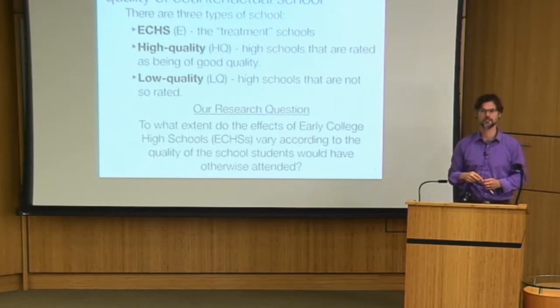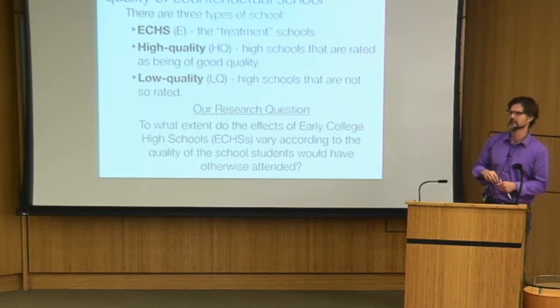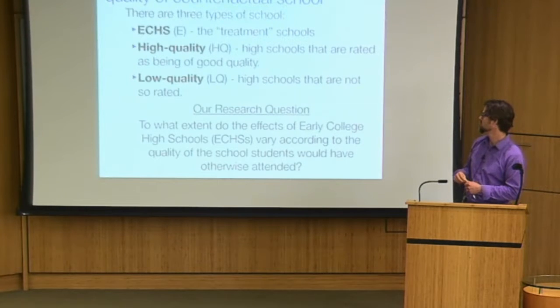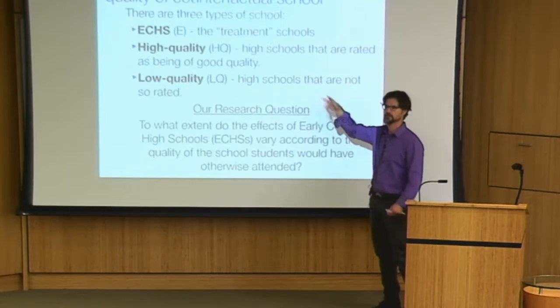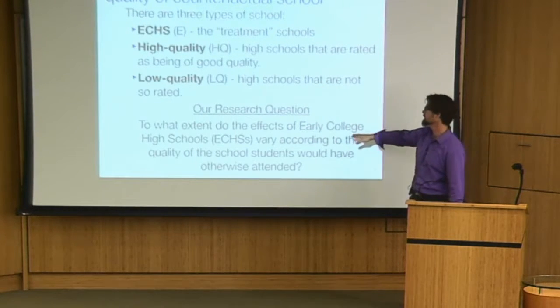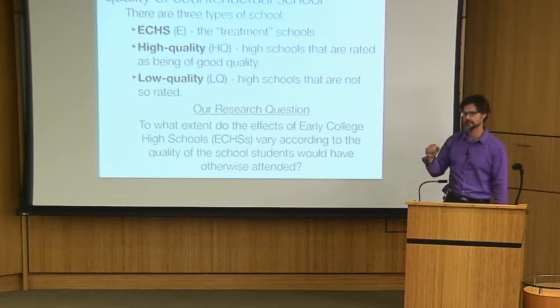There's a lot of work to decide what high quality and low quality means, and there's some evidence that it's hard to tell what a high quality or low quality school is, but we can do it, and we're going to dichotomize a bunch of variables to create this measure of good, bad. And then the research question is, to what extent do the effects of early college high schools vary according to the quality of the school students would have otherwise attended?